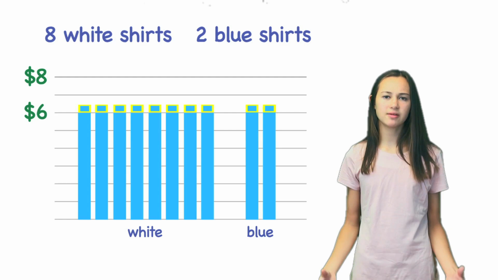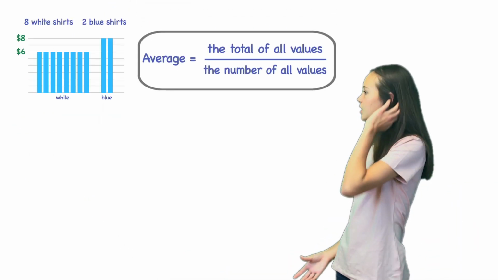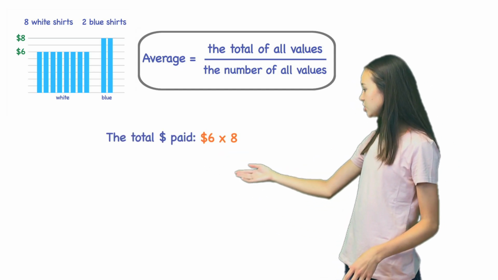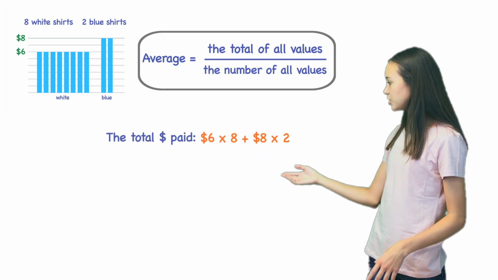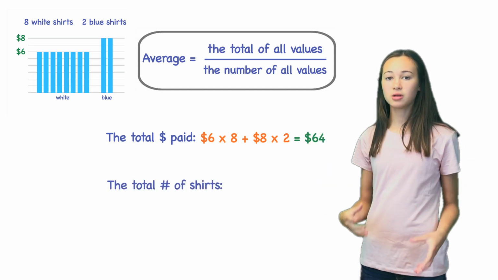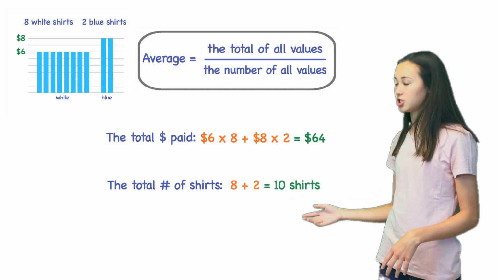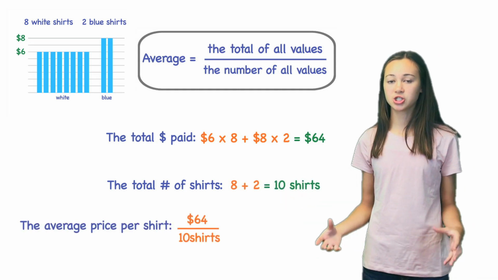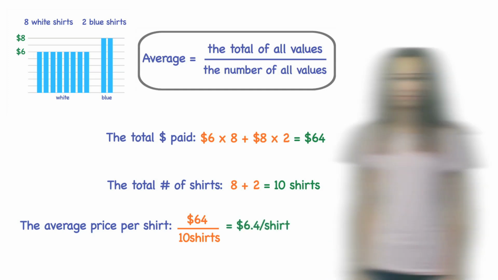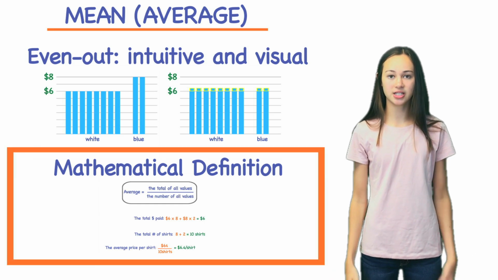But this still doesn't give us an exact answer, so let's use the formula. The total amount of money Riley spent would be $6 for 8 shirts and $8 for 2 shirts, and that adds up to $64. And the total number of shirts Riley paid for would be 8 plus 2, which is 10 shirts. So the average price per shirt Riley paid would be $6.40.